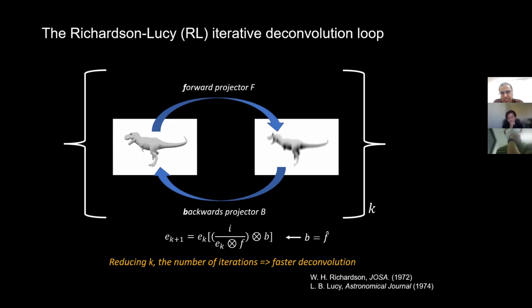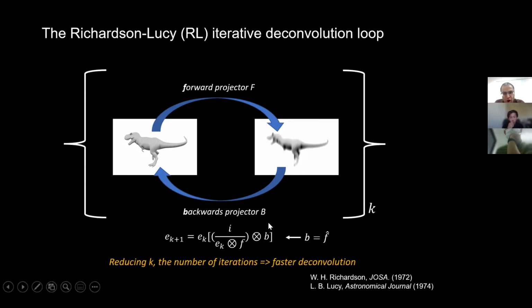You can think about this deconvolution method as moving between two spaces: the space of the object, which is the thing you actually want, and the space of the image, which is the thing you get with your microscope. Richardson-Lucy models this process as moving from the object to the image using some forwards projector or forwards function F, and then backwards from the image back to the object using some backwards projector B.